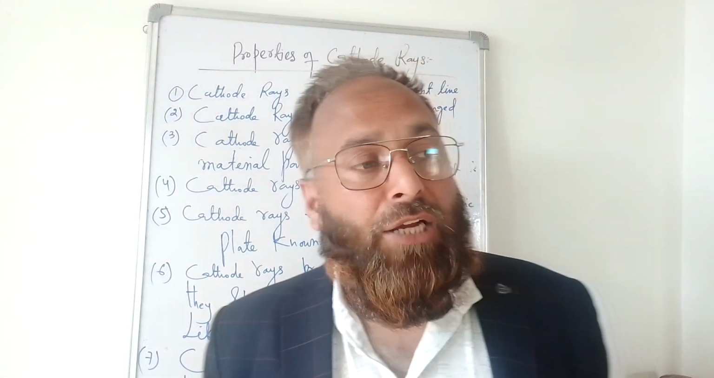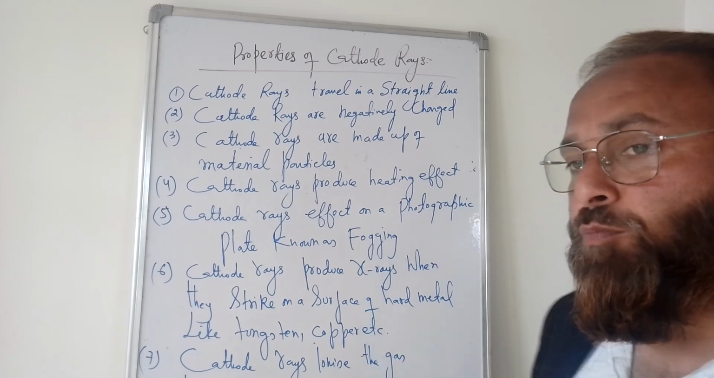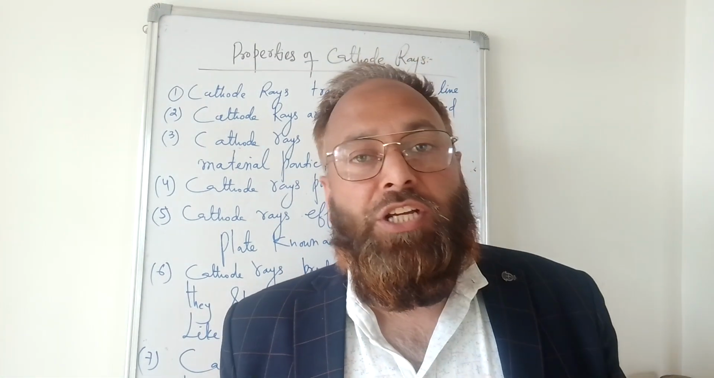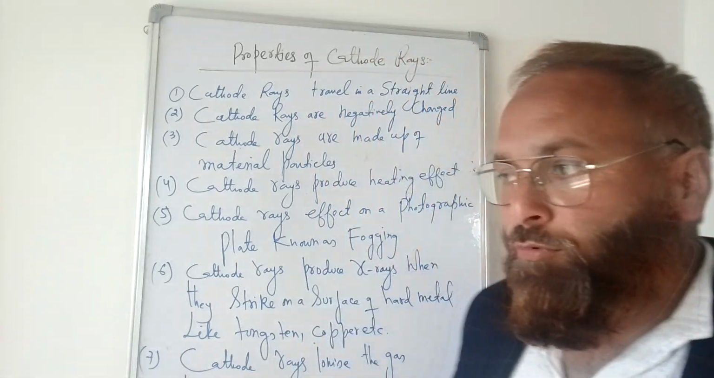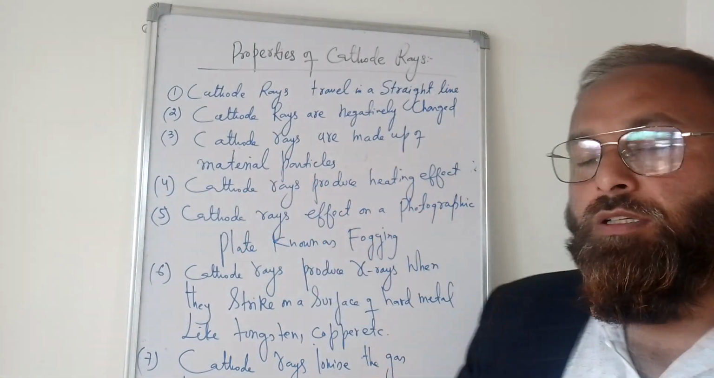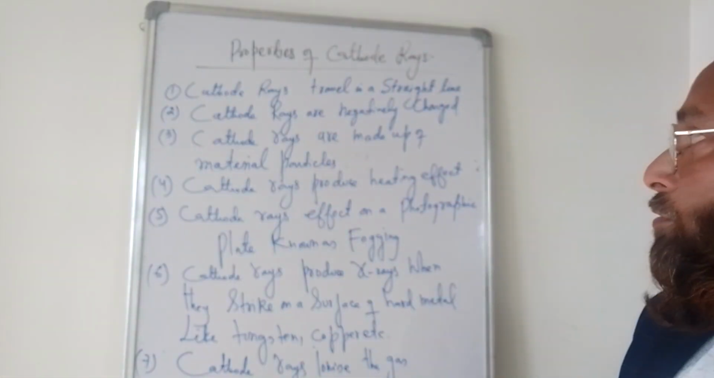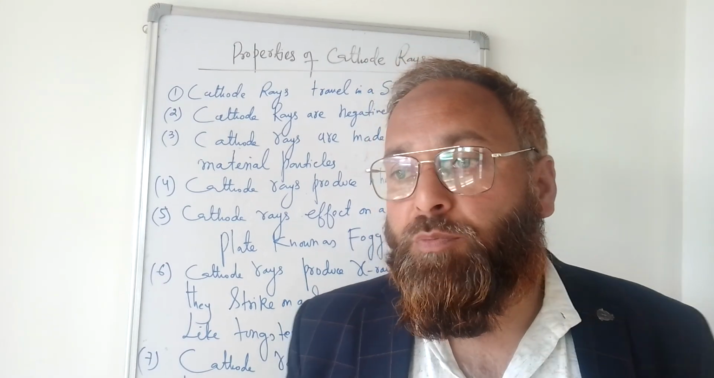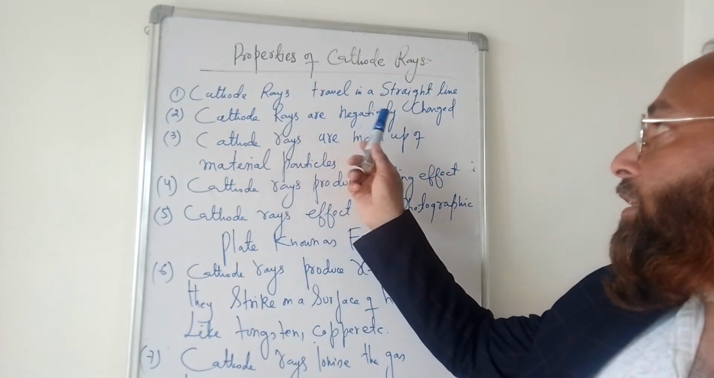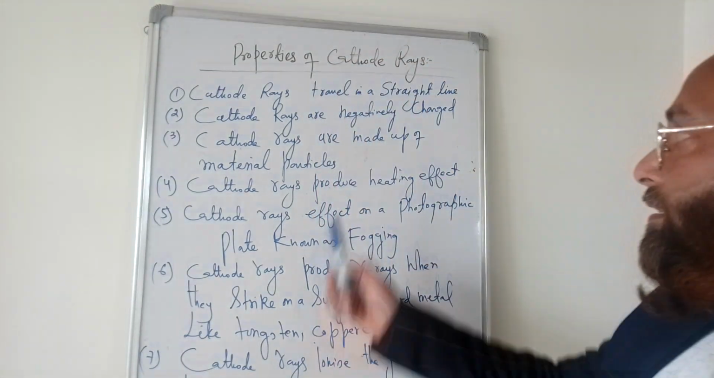Another small experiment that I have defined here: positive and negative plates are kept in opposite directions in the discharge tube, one above and one below. Whenever cathode rays move from negative to positive, they show deviation towards the positive plate. So cathode rays are negatively charged, and since they are negatively charged, they deviate towards the positive plate. This is the second property.